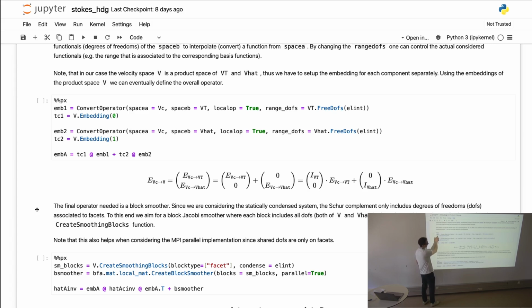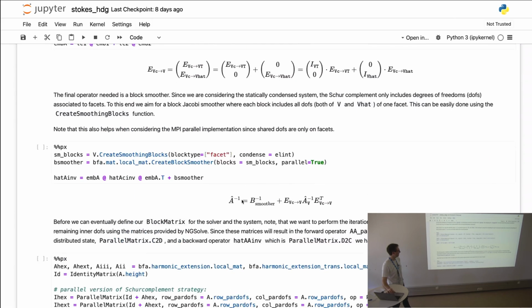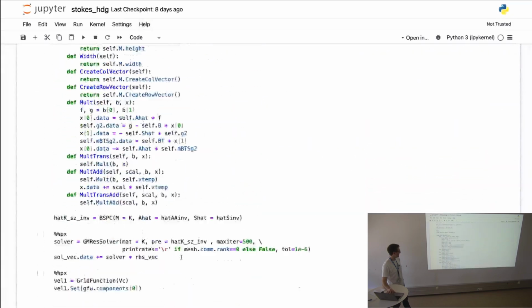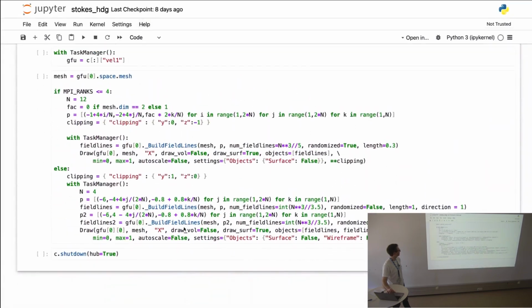Here you see these embedding operators from the continuous space to the H-div space, and from the continuous space to our tangential facet space. It is set up as the sum here. You do some smoothing as well, and then you basically just solve this.